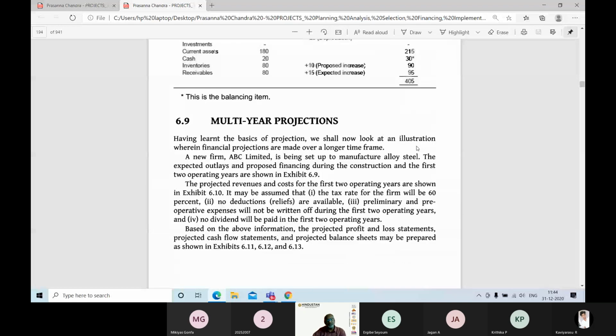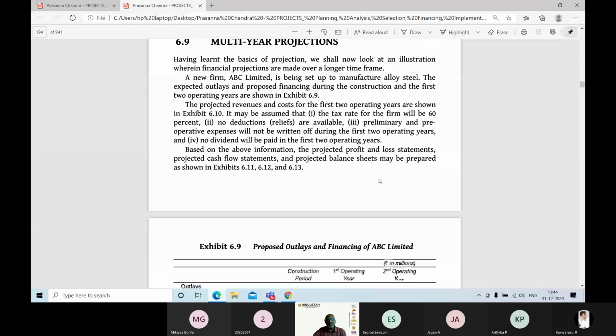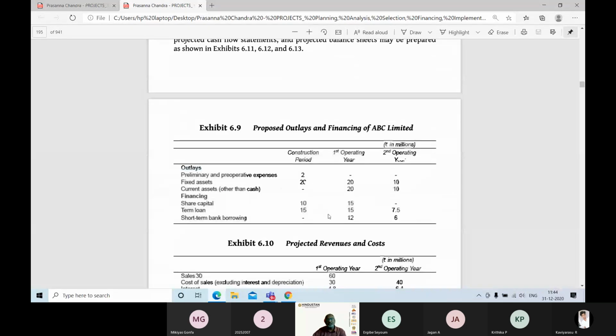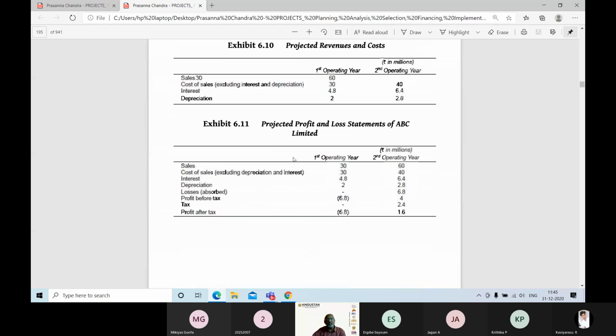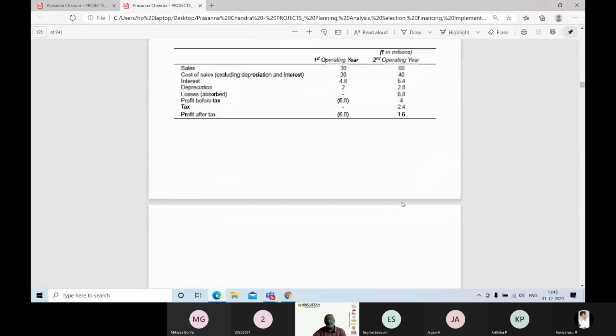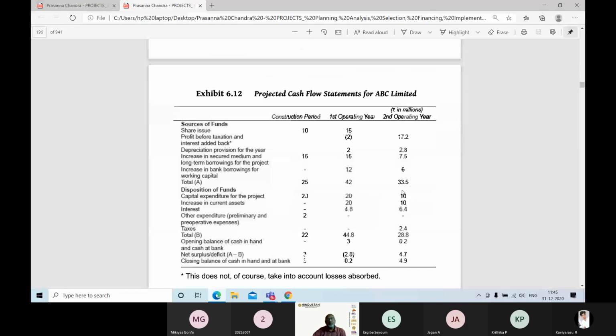A multi-year projection is nothing but one year, two years, three years, like that. So here there is the outlay, the construction period, the first operating year, the second operating year, like that you have to work out. Then projected revenue and cost you have to calculate separately, with all the details in the format. The projected profit and loss statement of ABC Limited, this is the first year and the second operating year. Like that, you have to fill up the form accordingly.